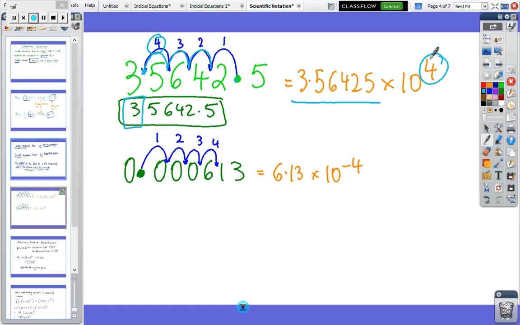In this next one, you can see the original number is a small number, 0.000631. And so 6 is the number that's going to be between 1 and 10. So I've got a number between 1 and 10. And this time the decimal place has gone backwards, so to speak. So I've gone 1, 2, 3, 4, so that now the decimal is between the 6 and the 1. I've gone 4 places. It's a small number, so it's a minus 4. So that's how we do it.